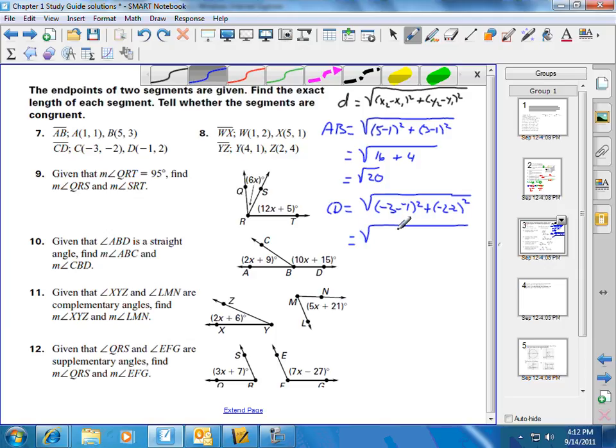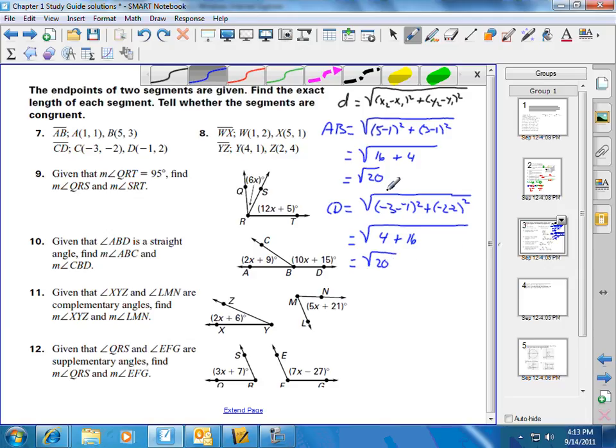Okay, so negative 3 minus negative 1 is a negative 2. Negative 2 squared is 4. And negative 2 minus 2 is a negative 4. Negative 4 squared is 16. So again, we end up with a distance from C to D of the square root of 20 units.